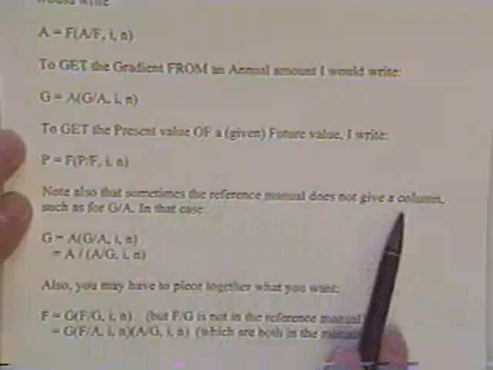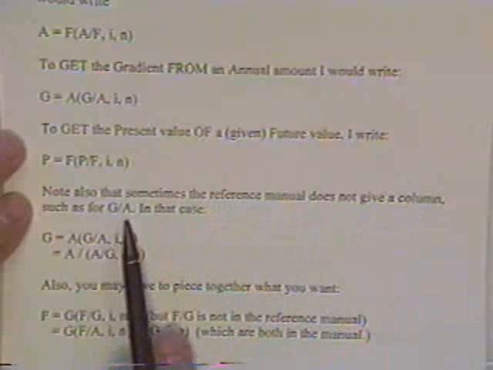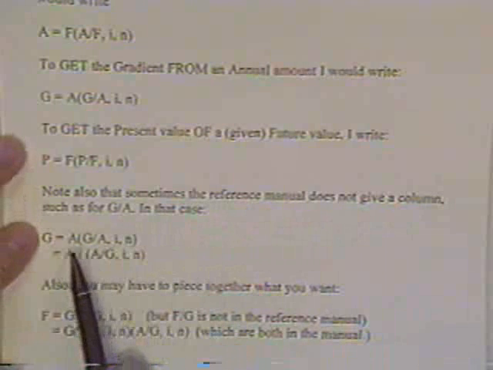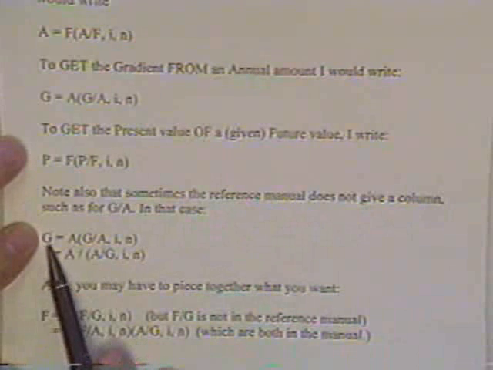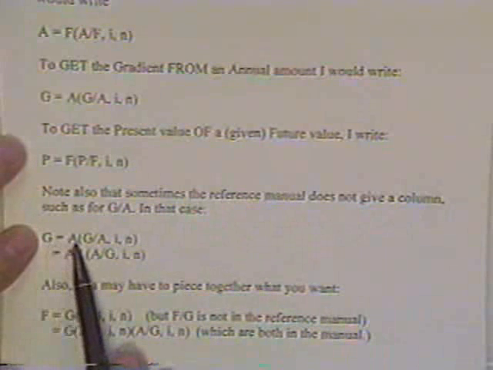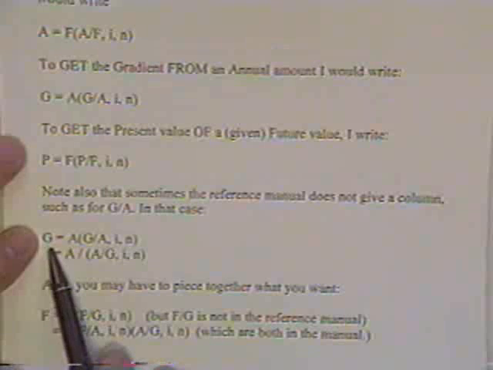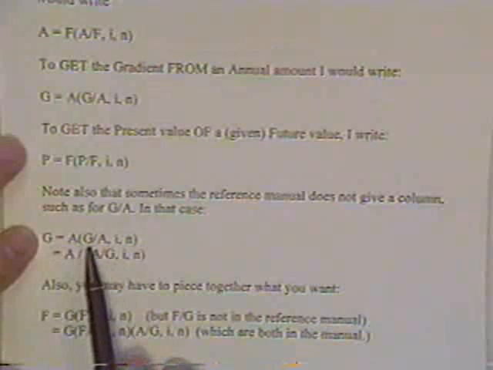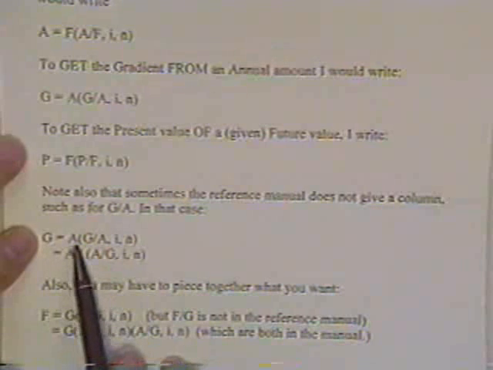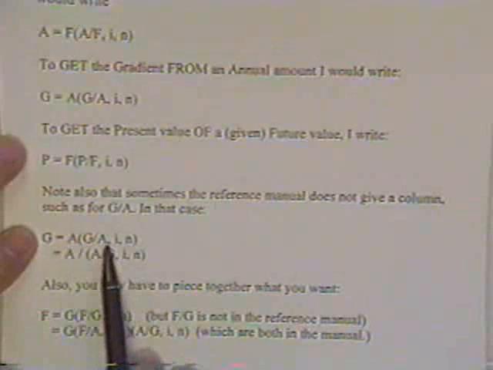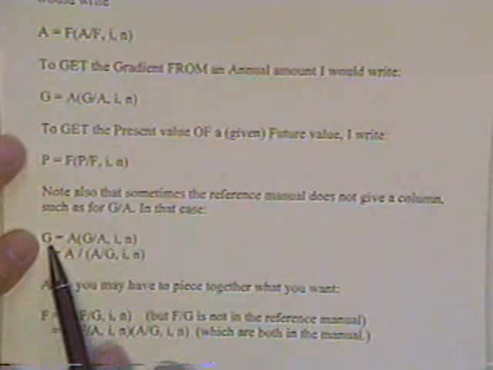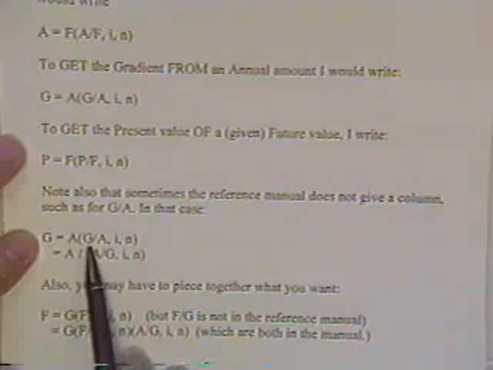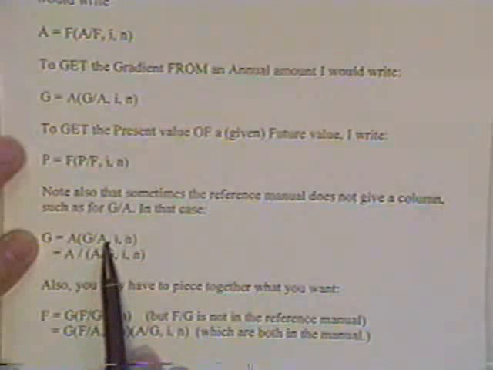Now, sometimes the reference manual doesn't give you a column for something you may need. In other words, he may say, I'm going to give you the annual amount, and I would like you to find the gradient. Now, even if you don't know what an annual amount is, and if you don't know what a gradient is, you don't care, you should know what to do. What you do is you multiply what you're given, the annual amount, times some factor, G over A, where the A's appear to cancel, leaving you with G, which is what he asked for, even though we don't know what it is. But when you look in your reference manual, you will find that G over A is not listed.